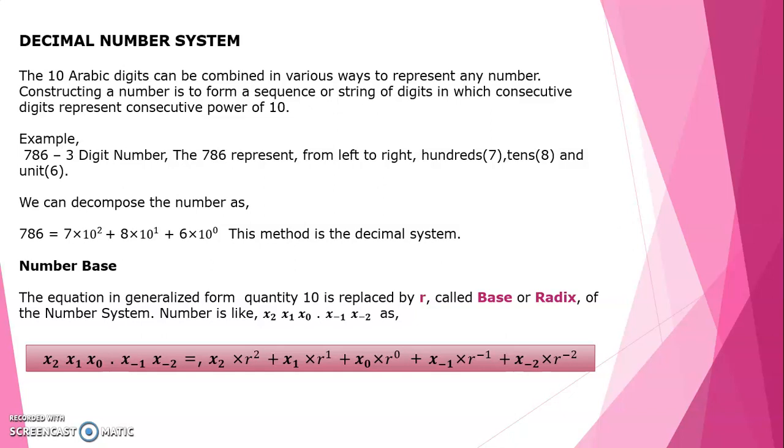Next is number base. In the generalized form of the equation, the quantity 10 is replaced by r. The 10 is replaced by any value, so this r is called the base or radix. Here you can see the equation: first you define some number, that can be a fractional number or a normal number. Next you define x2 into r raised to 2, the power of 2. The r means any value, that can be a decimal number, octal number, hexadecimal number.